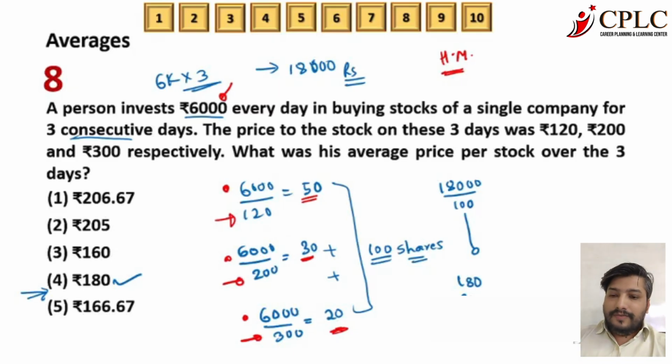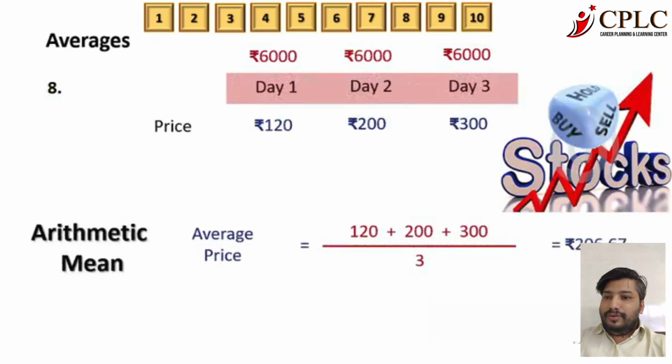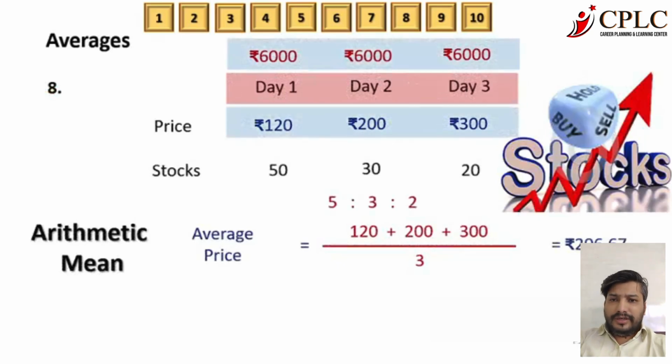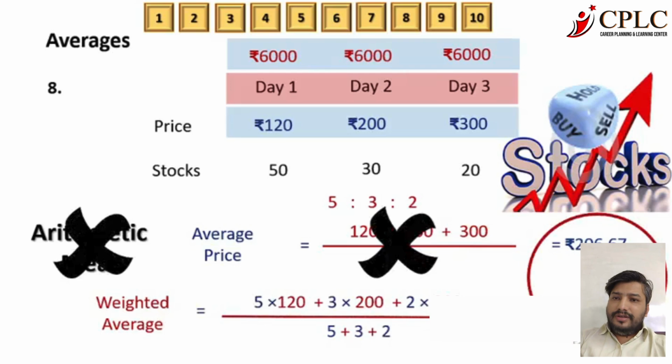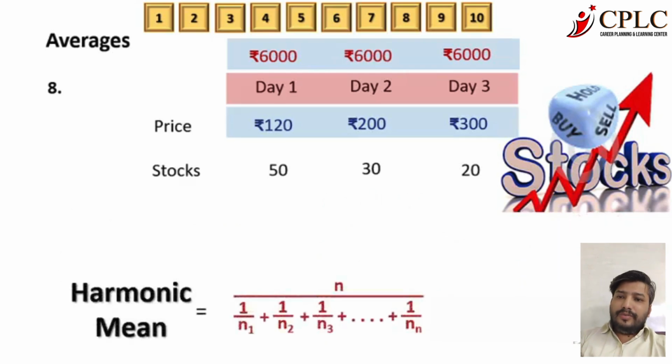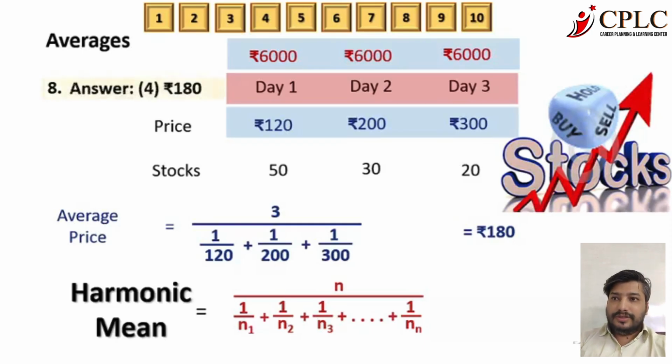So remember this for the questions. How do you identify? We have to do harmonic mean of 120, 200 and 300, and that is going to give you the correct answer. So harmonic mean का formula अपने को पता है. So 3 upon 1 upon 120 plus 1 upon 200 plus 1 upon 300. After all the simplification, you get the answer as 180 rupees basically. So average price would have been that, answer option 4 as we discussed earlier.